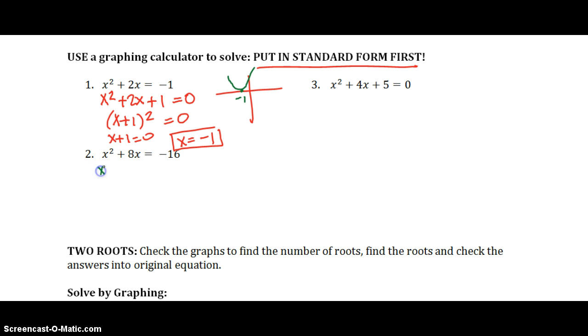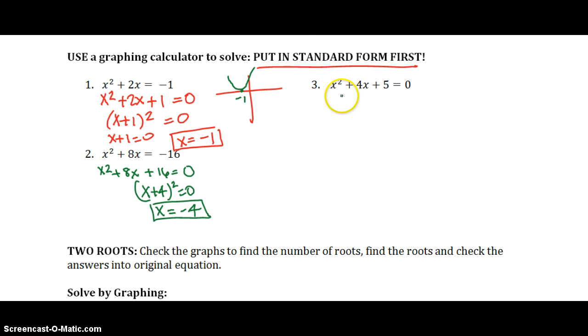Number 2, let's put it in standard form. Bring our 16 over. Is that another perfect square? I believe it might be. So we've got x plus 4, same sign, both positive. 4x and 4x makes 8x. And what's going to make that equal 0? Of course, negative 4. So again, that quadratic equation has one root.